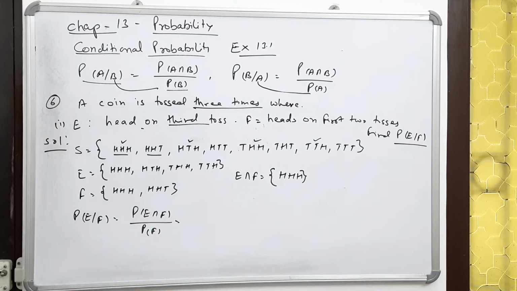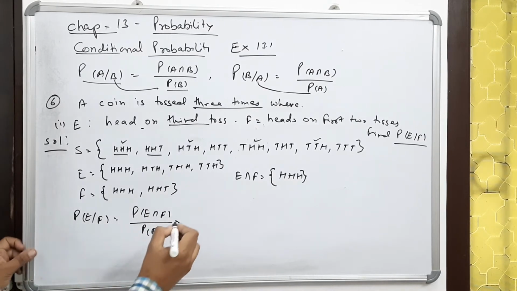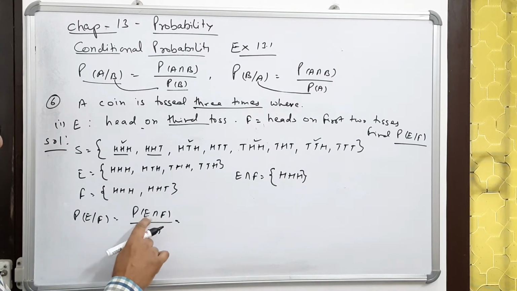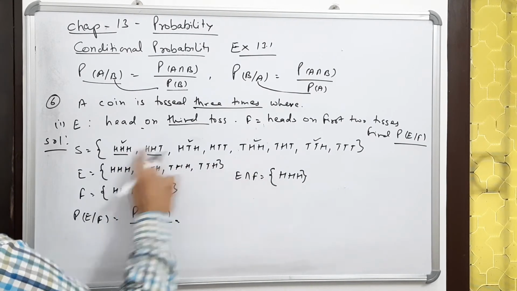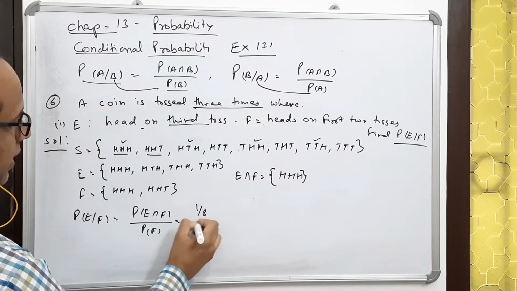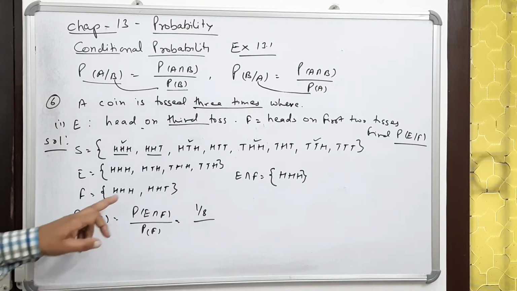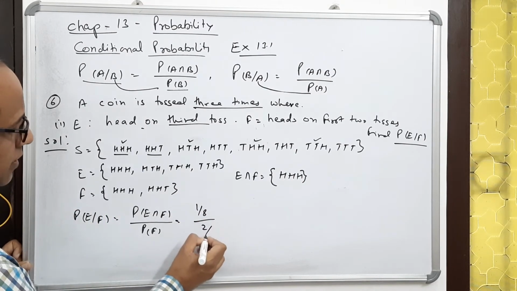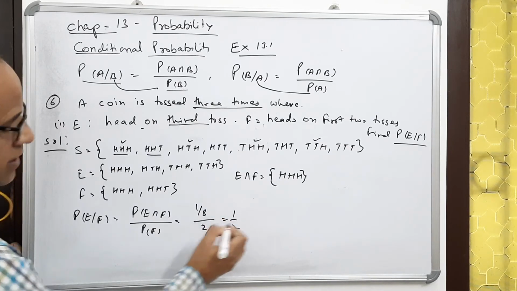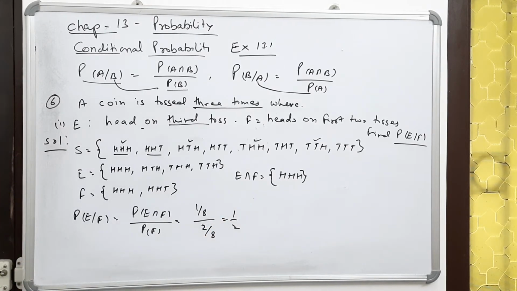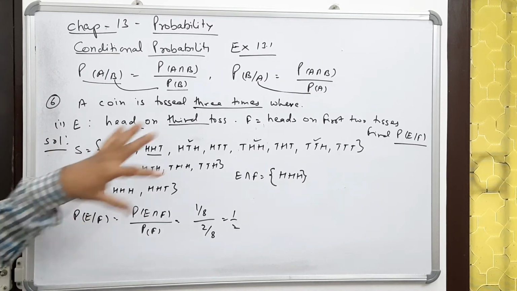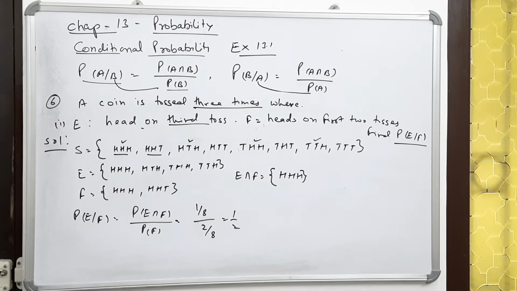Now you see, what is P(E intersection F)? P(E intersection F) is 1 by 8. So it is 1 by 8. What is P(F)? It is 2 by 8. So the final answer is 1 by 2. So that is the probability of happening of E when F has already occurred. This is the true problem for the conditional probability.